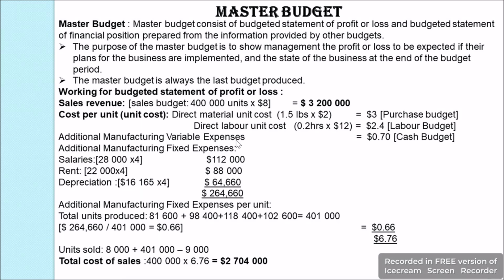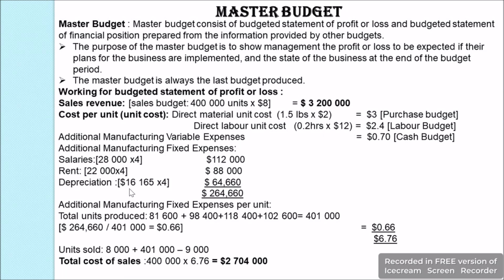Additional manufacturing variable expenses, which was given before the cash budget, was 70 cents. Now we will calculate the additional manufacturing fixed expenses. Salaries per quarter was given as $28,000. We multiply it with 4 to get the value for the year, and it will be $112,000. Rent for one quarter is $22,000, and for the year we multiply it with 4, we get $88,000.